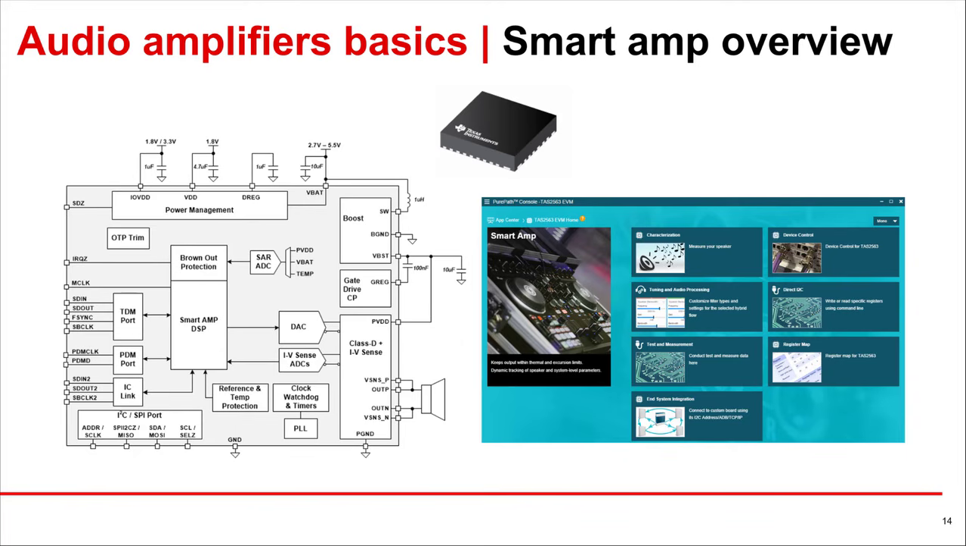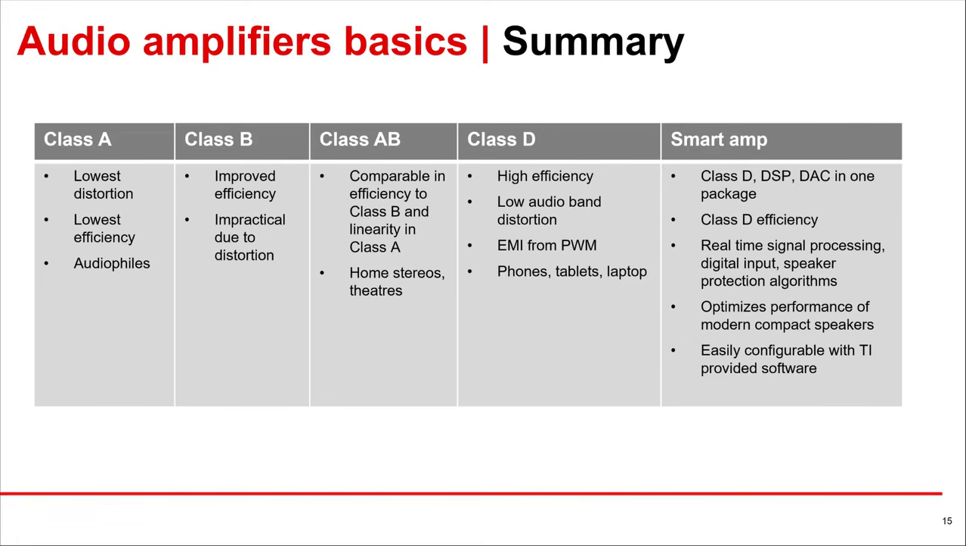SmartAmps are available in 4-watt to 175-watt versions and can be tuned and configured with their TI-provided software, such as PurePath Console. We discussed a lot of amplifiers in this video. Let's have a short review. Class A amplifiers offer great audio quality but are inefficient. This makes them most suited for audiophiles.